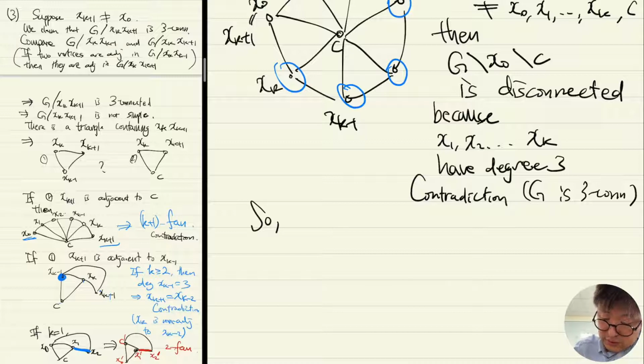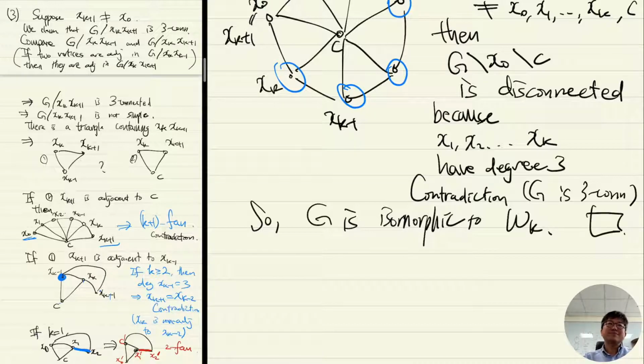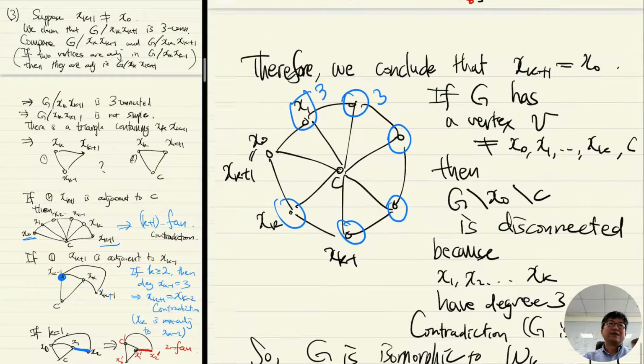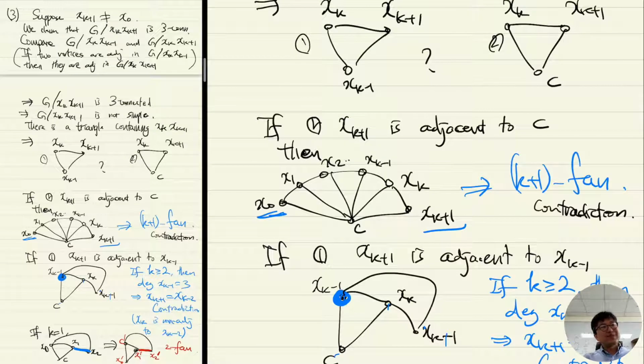So G is isomorphic to WK. That's it. That is the proof. Okay. So this proof says that any counterexample for the Tutte wheel theorem is actually the wheel, isomorphic to the wheel.